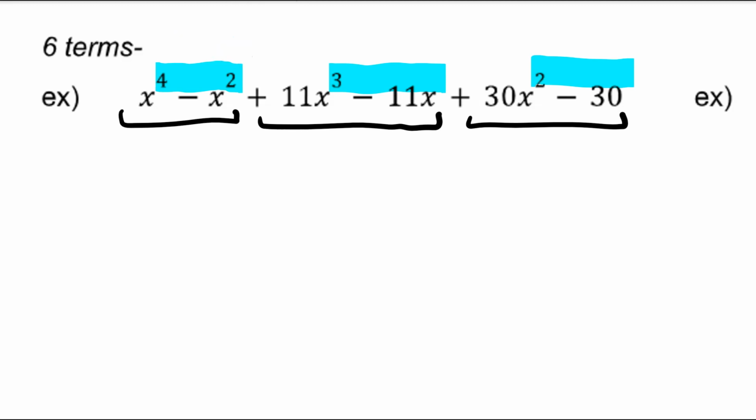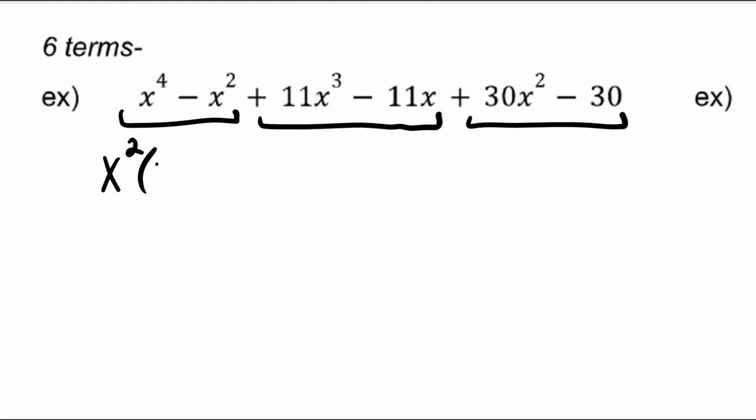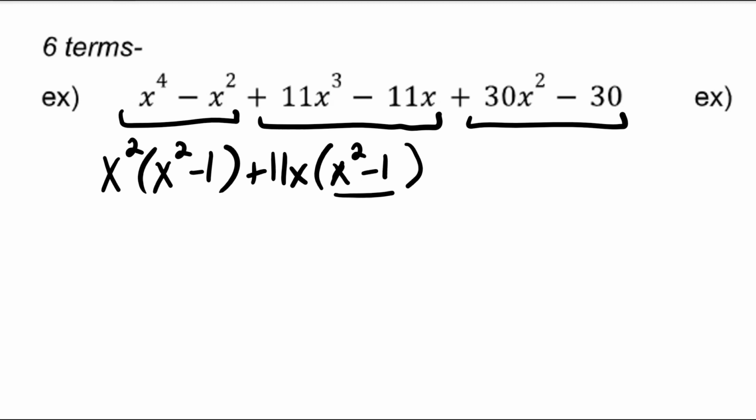So for these first 2, I could pull out an x squared and be left with x squared minus 1. For the next two, I could pull out an 11x, and again be left with x squared minus 1. That should always be the case, that those parentheses match.